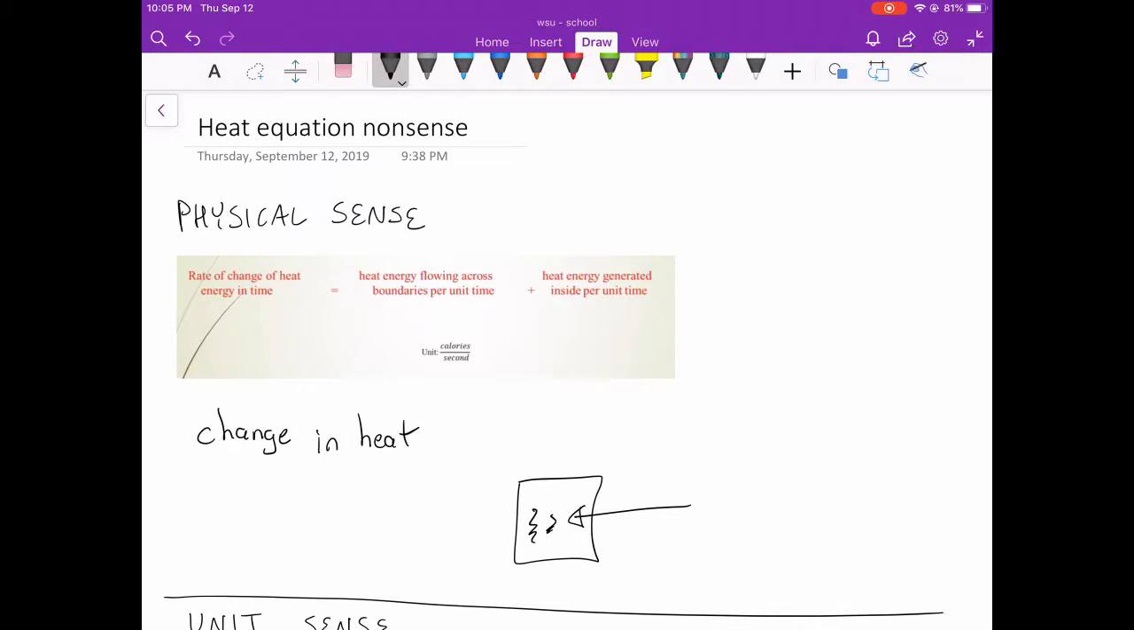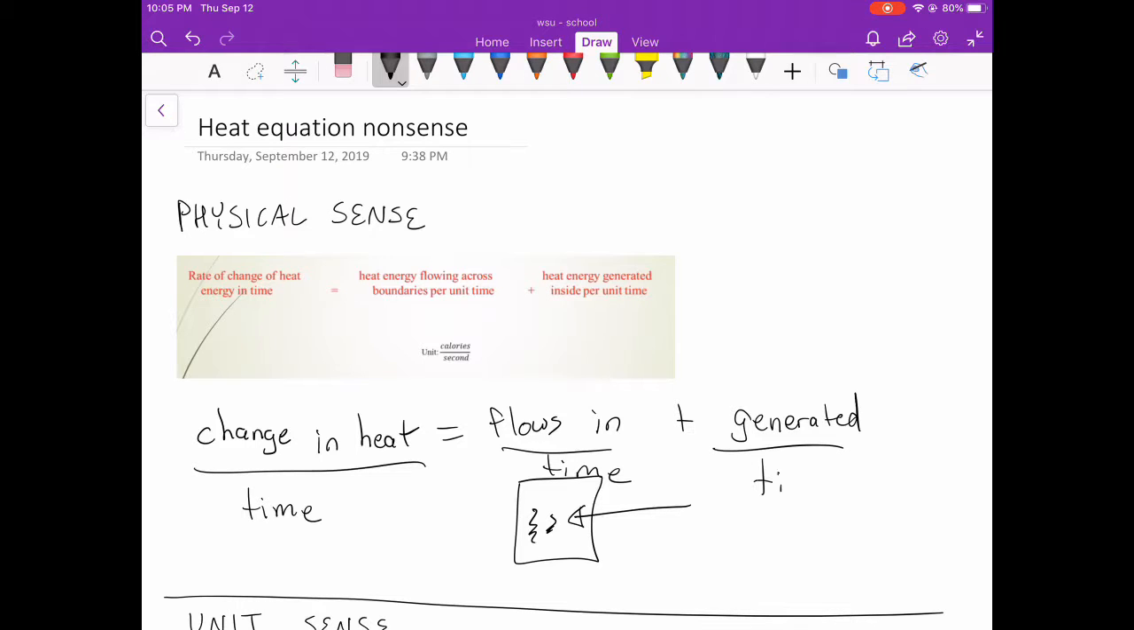That's why the change in heat is equal to the stuff that flows in, plus the stuff that's generated in the space that you've already got. And then from a conceptual standpoint, if what you're interested in is the rate of change, you're just dividing each of these things by time. So that's why conceptually it makes sense in a physical sense.